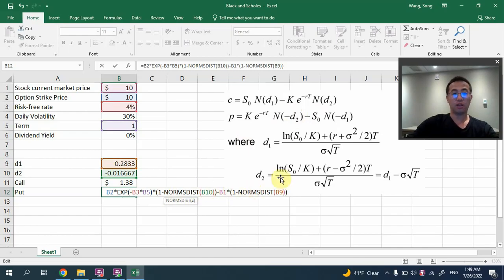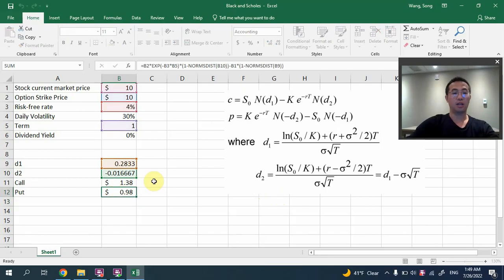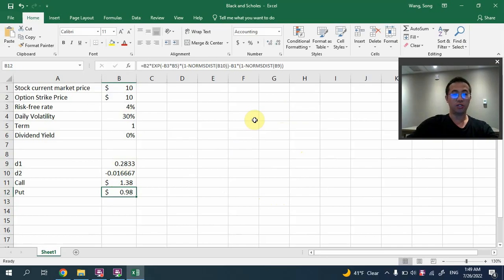Likewise, for this part, we use 1 minus the normal distribution of B9 instead of using normal distribution of a negative B9. So that's how we do it. Just be very careful about it. And then you're going to have the put option price listed. So the calculation here is just a copycat. As you can see, I just followed the Black-Scholes formula, and this was very widely used when it was invented back in 1990.